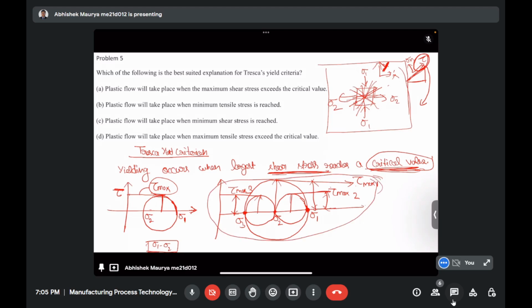Now, according to the Tresca yield criteria, if you talk about 2D, tau max will become sigma 1 minus sigma 2 upon 2. Now, similarly in the 3D case, we have sigma 1 is greater than sigma 2 is greater than sigma 3, and here we are getting three sets of tau max. So tau max 1 is sigma 3 minus sigma 1 by 2, tau max 2 is sigma 3 minus sigma 2 by 2, and tau max 3 is sigma 2 minus sigma 1 by 2.